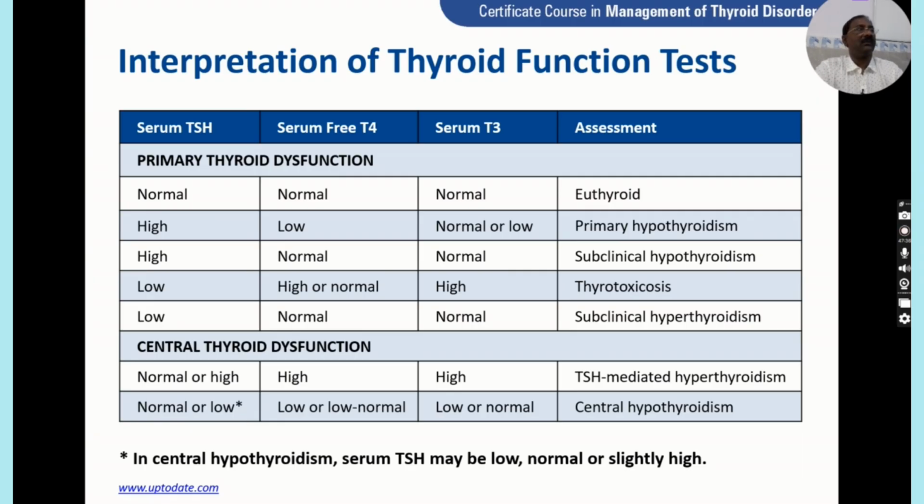This is the very important interpretation of the thyroid function test. As physicians, you should know how to interpret all these things. For example, serum TSH is normal, T4 is normal, free T3 is normal. So what is our inference? When the TSH is high, free T4 is low, T3 is low, what is our diagnosis?